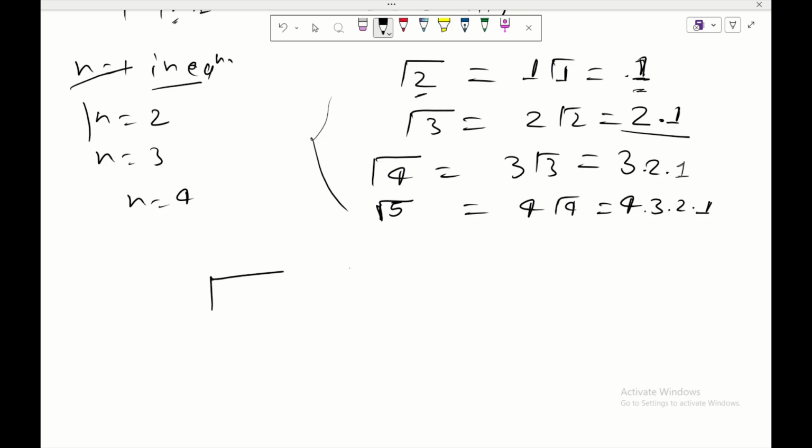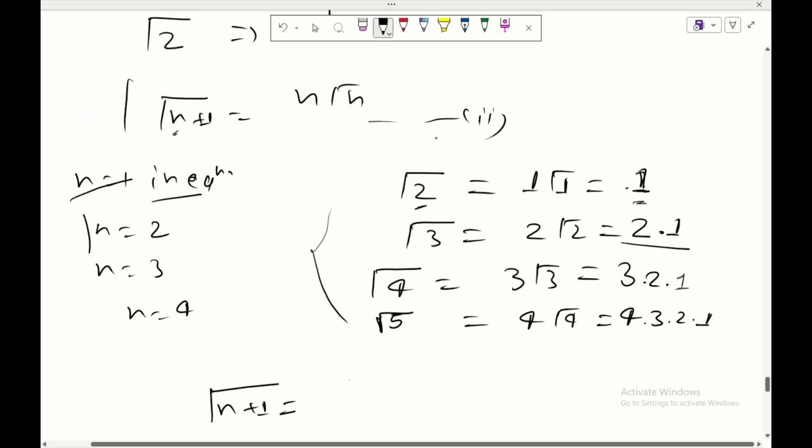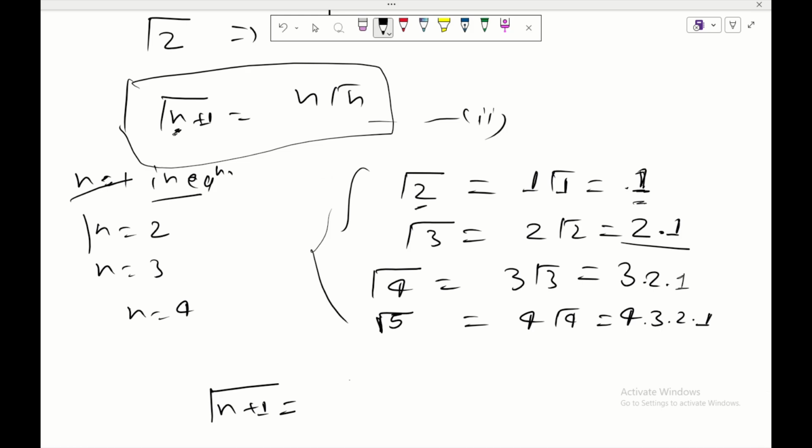So Γ(n+1), and what will be the answer? We will observe here. If I put n = 1 in this equation, that is equation number second, what do I get? n+1, that is 1+1. If I put n = 1, 1+1 is Γ(2). Now Γ(2) is 1·Γ(1) because of this result.